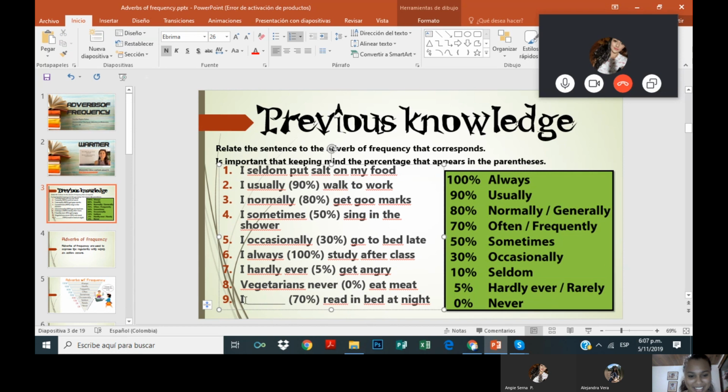And number nine. I often read in the bed at night. Okay, in the bed at night.